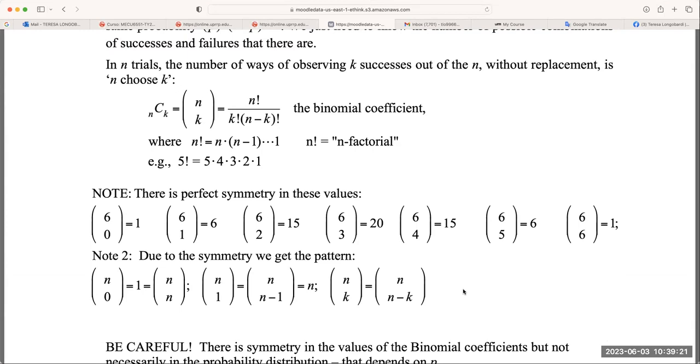Notice that the binomial coefficient has perfect symmetry. 6 choose 0 is 1, 6 choose 1 is 6. On this end, 6 choose 6 is 1, 6 choose 5 is 6. You see that it's going to be 1, 6, 15, and then 15, 6, 1 with something in the middle. So there's always symmetry in the binomial coefficient. If people are still not sure what I'm talking about, let's talk about the symmetry for a moment, and then I'm going to go back.